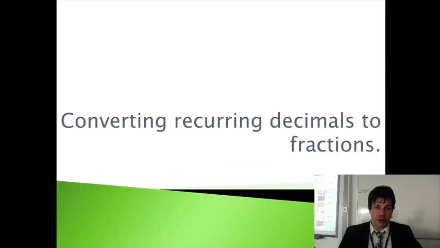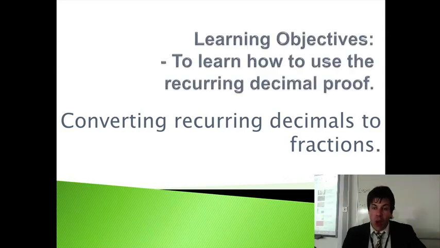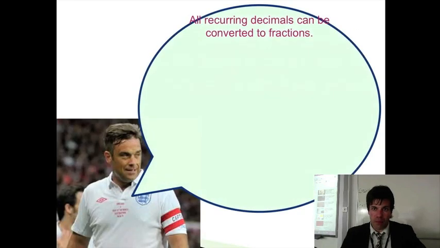The objective of today's lesson is to go the other way round. We have recurring decimals and we need to express them as fractions. Once you get used to the procedure of recurring decimals being converted to fractions, you will be able to follow and understand the recurring decimal proof. All recurring decimals can be converted into fractions.